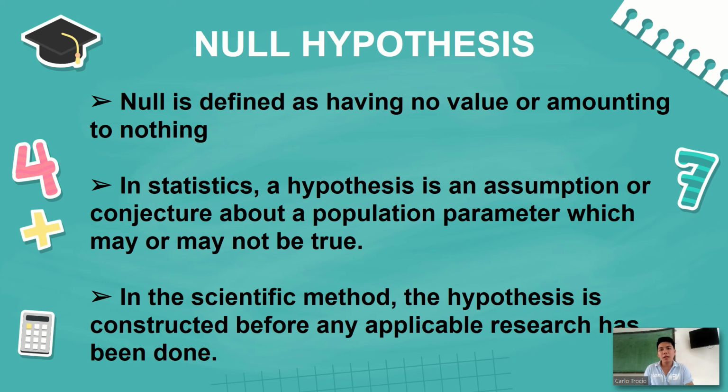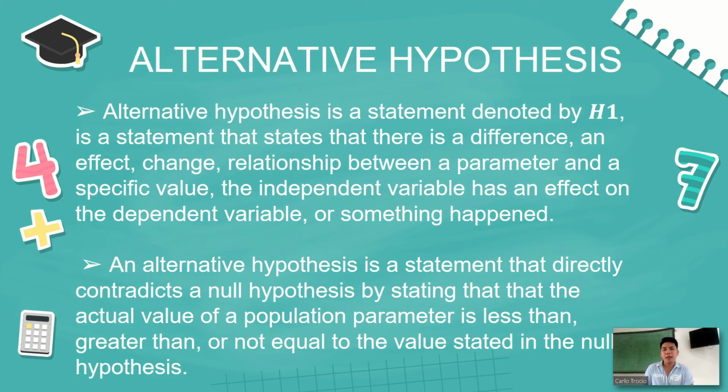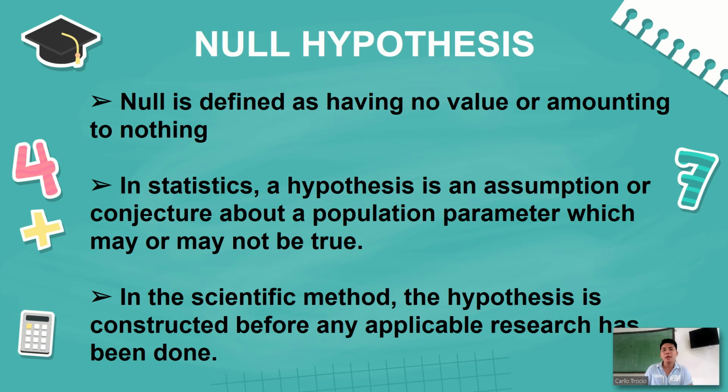And then there came the alternative hypothesis. Okay, what is this alternative hypothesis? This is directly contradicting a null hypothesis. The null hypothesis says there is no improvement, there is no effect, while the alternative hypothesis tries to prove that the null hypothesis is not correct. There is an improvement, there is an effect. That is the alternative hypothesis, denoted by the symbol H1, while the null hypothesis is denoted by the symbol H0.